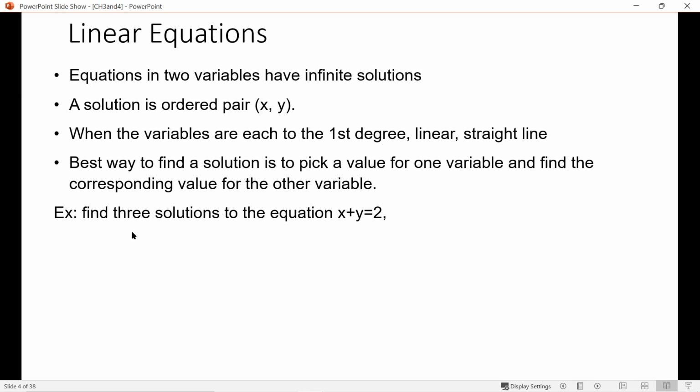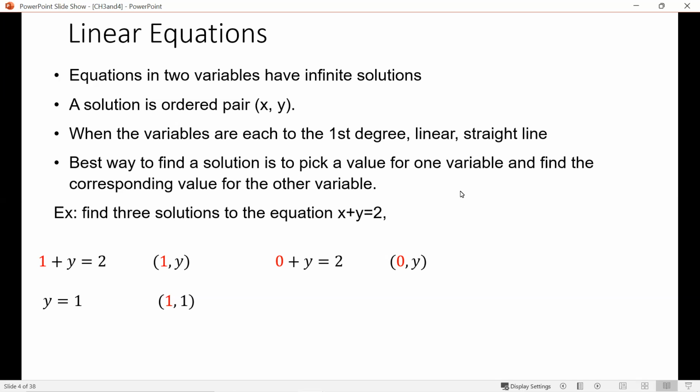So let's just do an example. Let's take this linear equation x plus y equals 2. This is an equation in two variables because we've got the variable x and the variable y. It's linear because nothing is being squared, no variables are being multiplied. So if we want to find 3 of the infinite solutions here, we're just going to pick a value for one variable. Let's say that x equals 1, and then we're going to figure out what y equals. Well, if x equals 1, y has to equal 1 also, because 1 plus 1 will give us 2. So that's one solution, the ordered pair 1, 1.